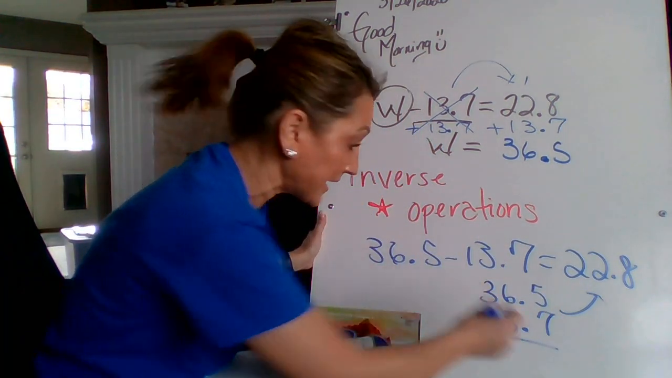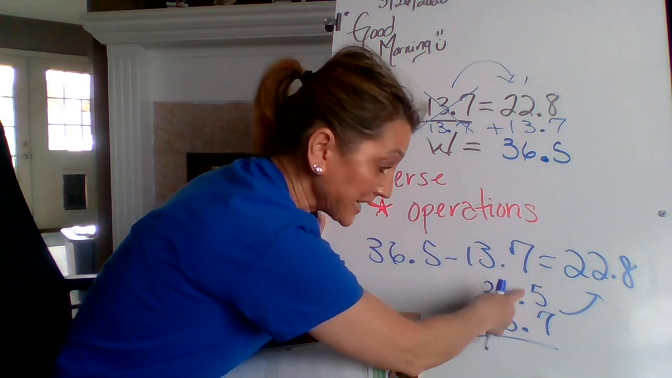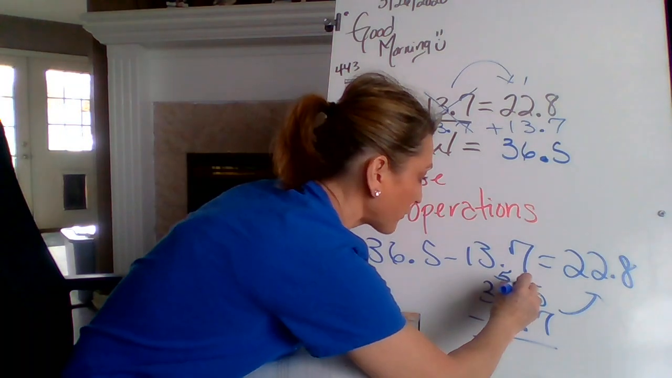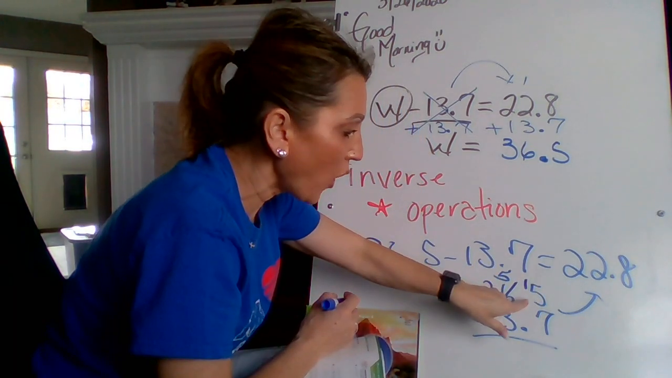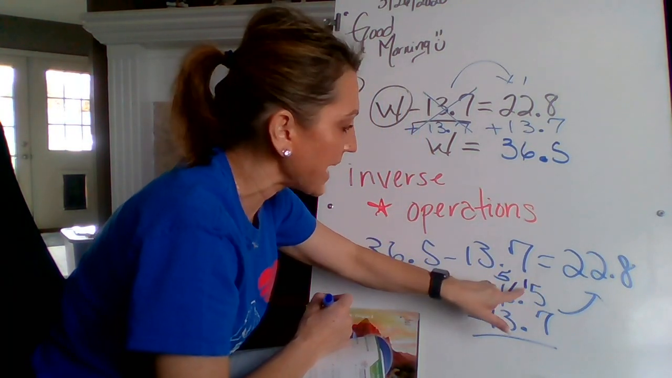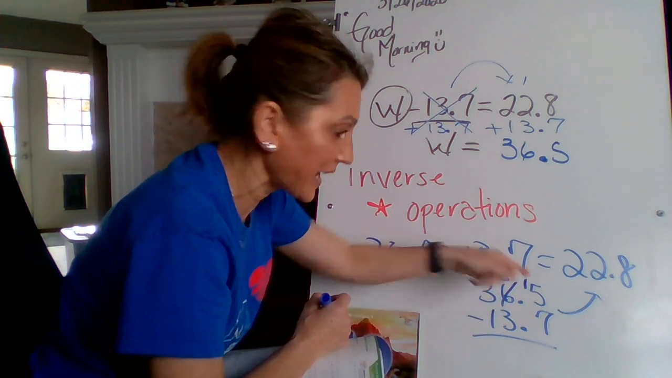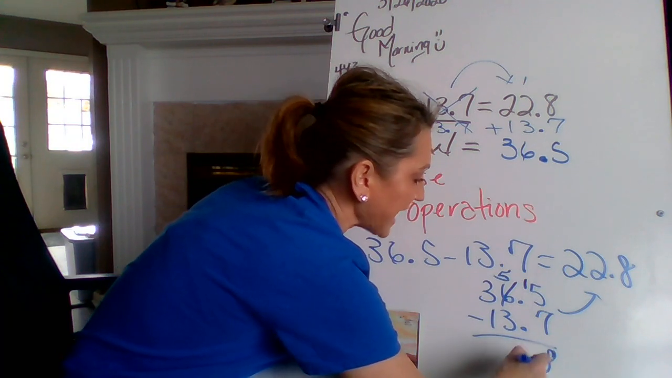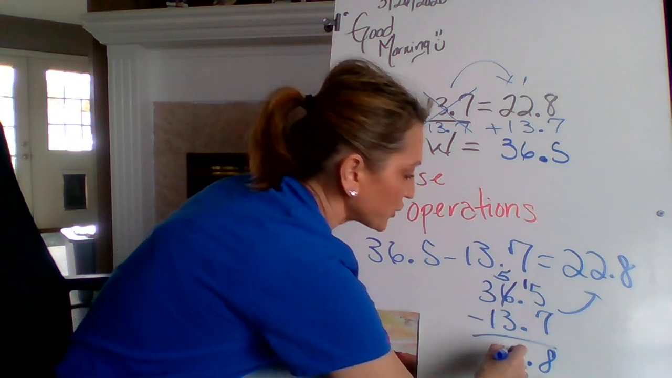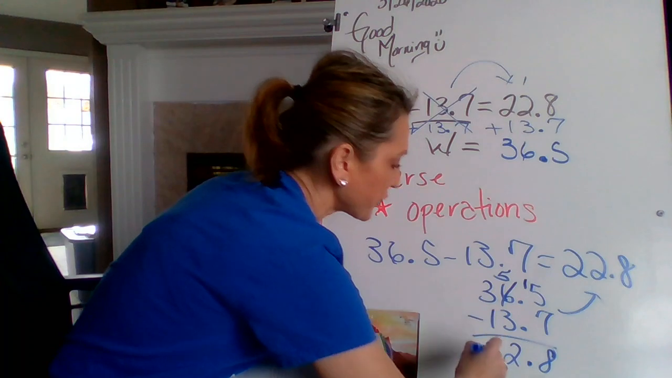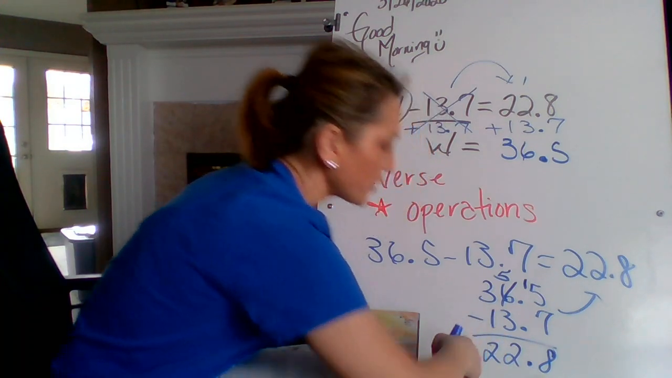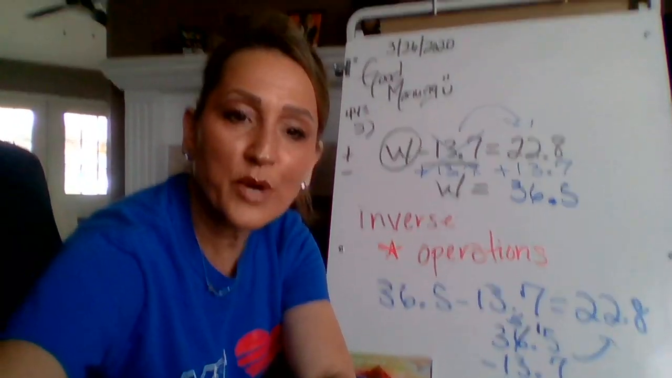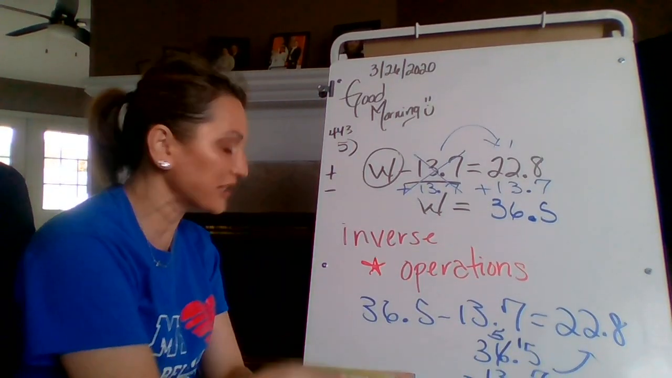I cannot take, again, I need to remember to line them up. And I cannot take 7 from 5. So I'm going to regroup with my 6, carry over or regroup my 10 or my whole 1 that I took over there that I broke up into 10 parts. 15 minus 7 is 8/10. 5 minus 3 is 2. And 3 minus 1 is 2. So I do in fact get back 22 and 8/10, which says that I am correct in this solution.